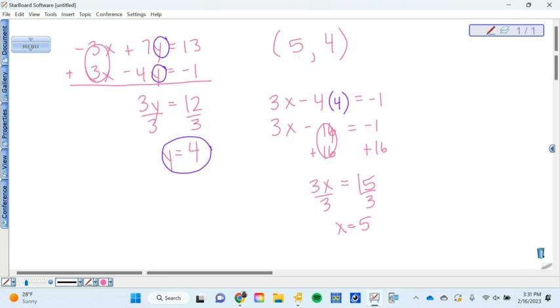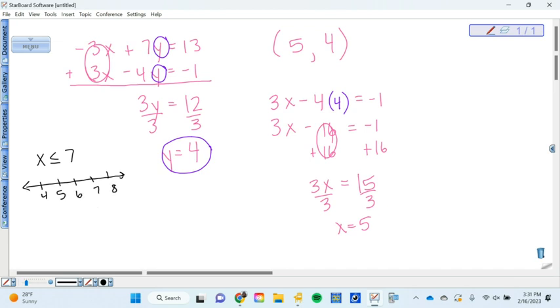Okay? Elimination, that's the first question on the quiz. And then I'm going to give you something like this. And I'll give you a number line. And I'm going to ask you to graph it. How do I graph something like this?